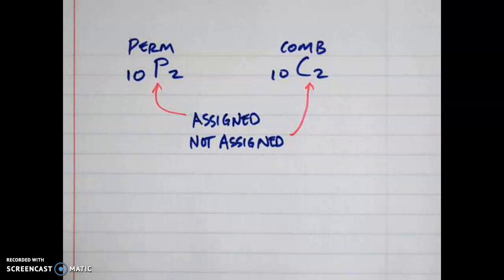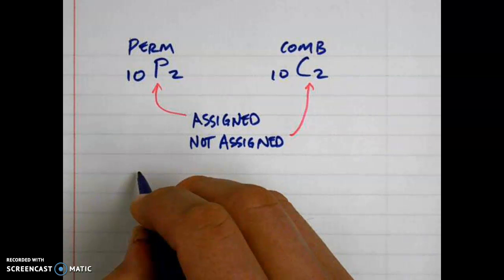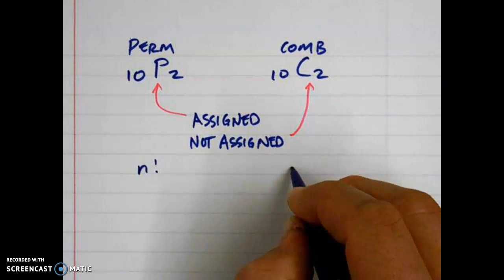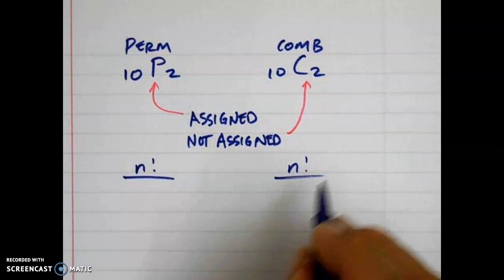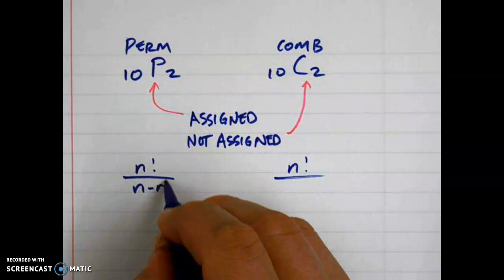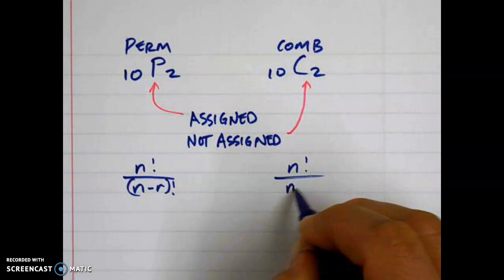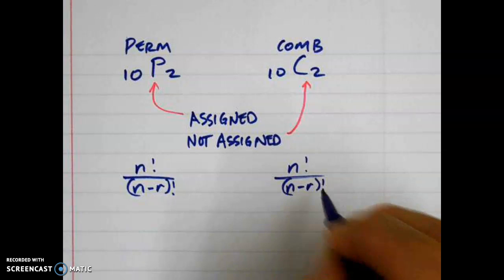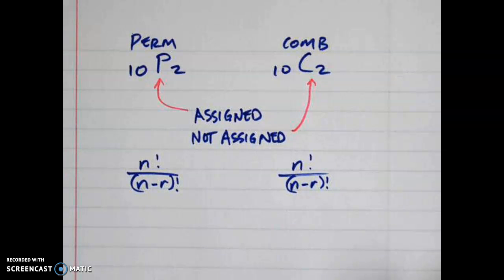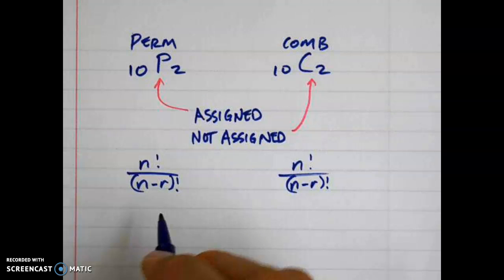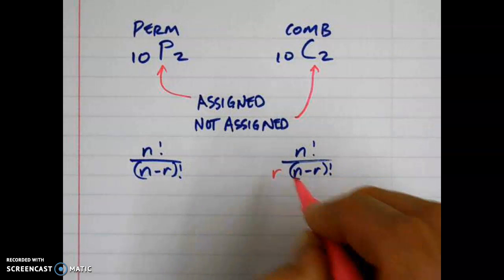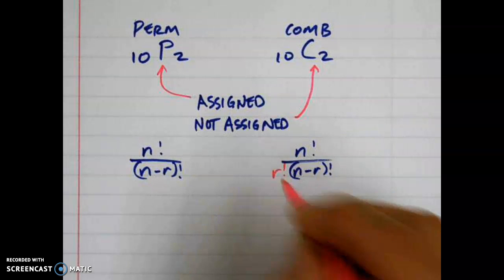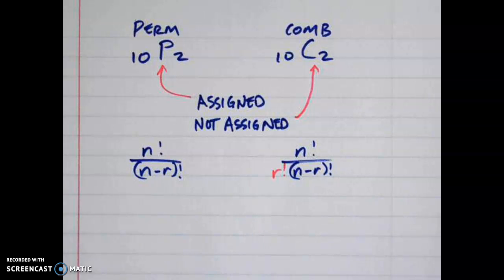So both of these equations will have n factorial on top. Okay? Both of these equations will have n minus r on the bottom. So this one has an extra thing on the bottom. And let me explain to you an easy way to remember this.